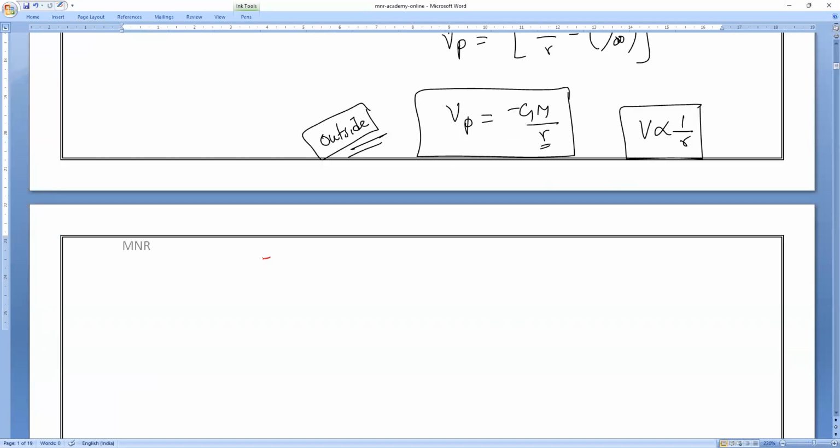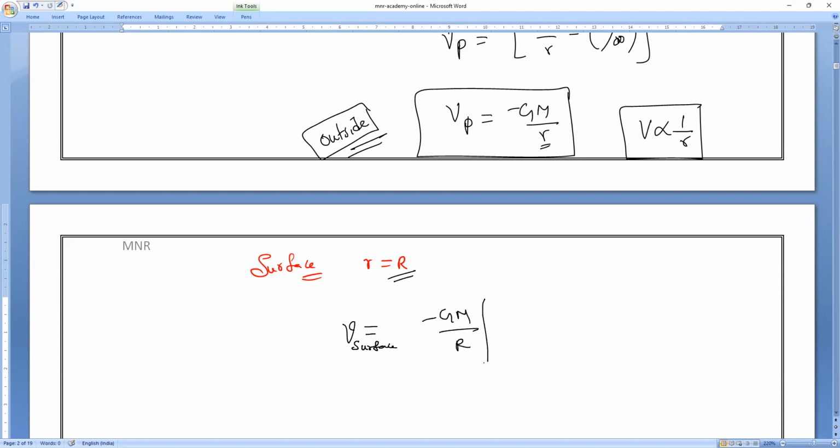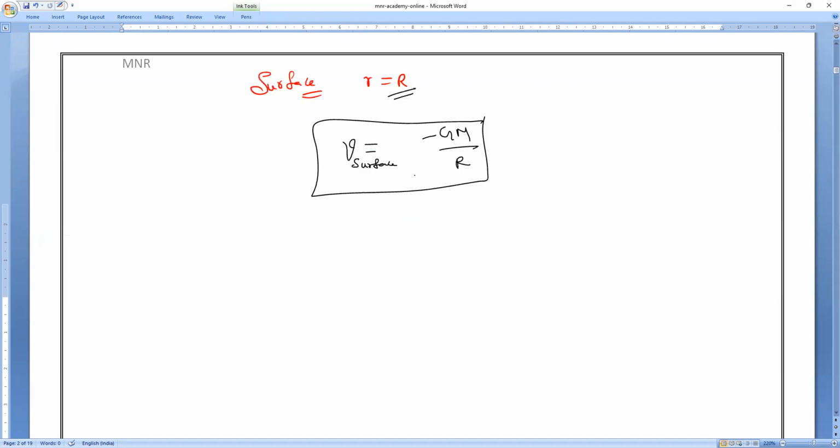Now if I take it to the surface, you can see at the surface, R will equal what? R is equal to R. Am I right? The surface R is equal to R. So what is the potential, everybody? The potential at the surface is equal to minus Gm divided by R. That's all, because at the surface R is equal to R. Am I right, guys? Please respond. Clear? All of you? So this is what is for the surface.